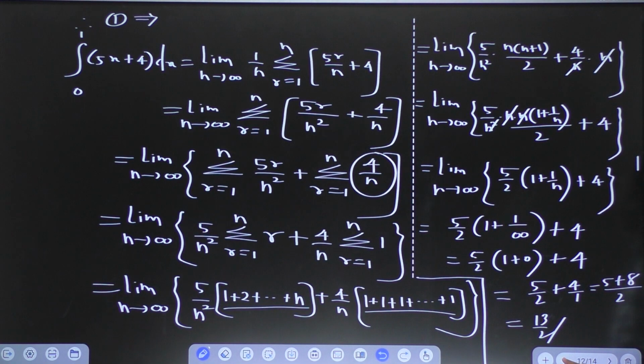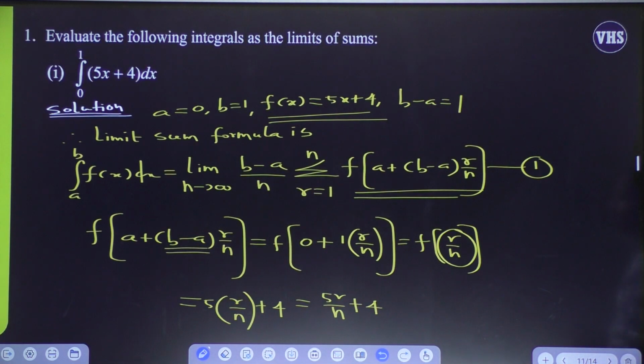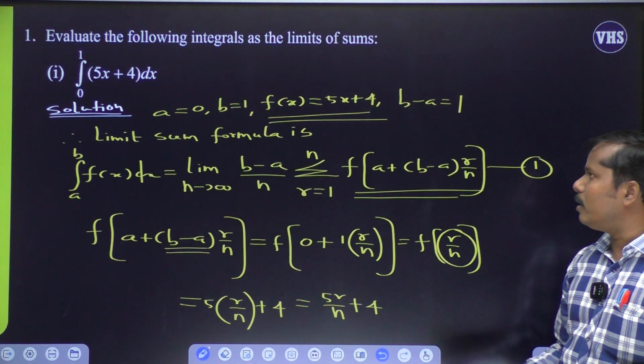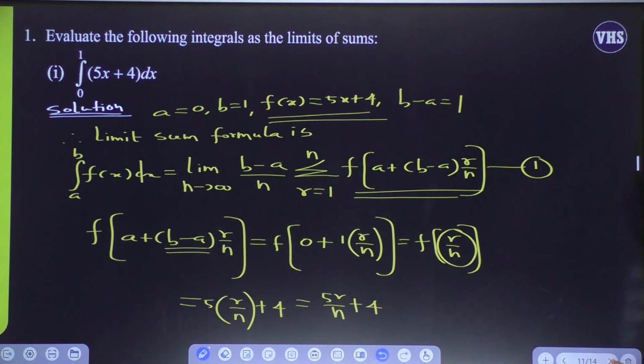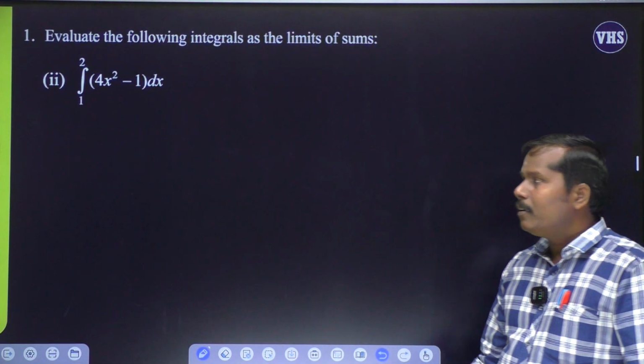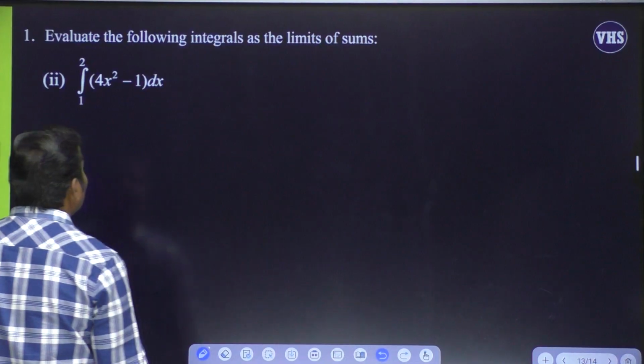Students, I hope you understand this problem. In the usual manner, we have done this. Simple one. If you do 2 or 3 sums, you will get the full flow. Easily you can understand this. And the last sum is there. This is a 5-mark question.